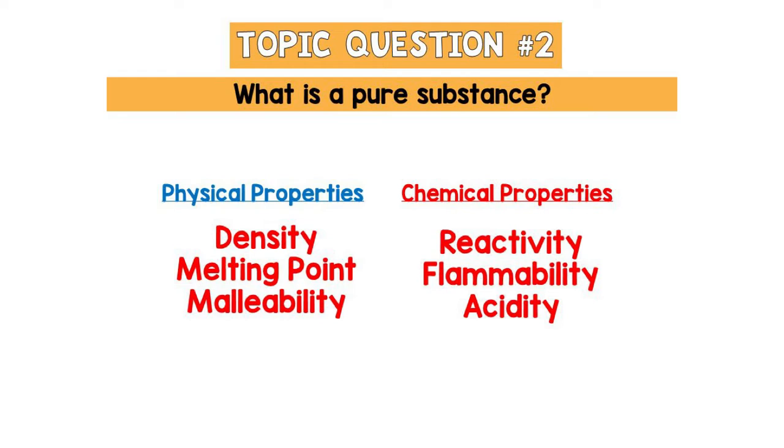However, some change occurs in order for you to measure these properties. For example, to measure the flammability, you have to actually set it on fire and convert that substance from the given chemical to a different substance.